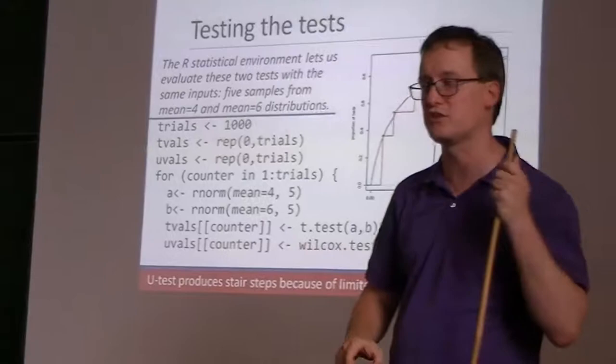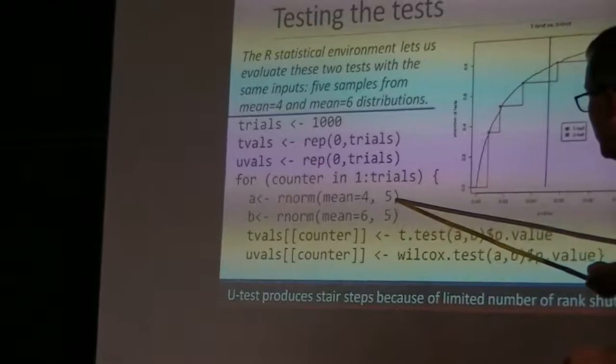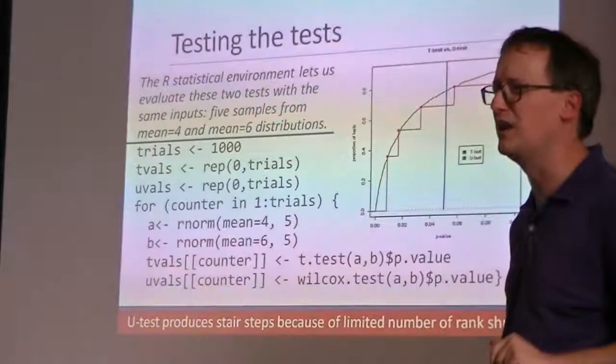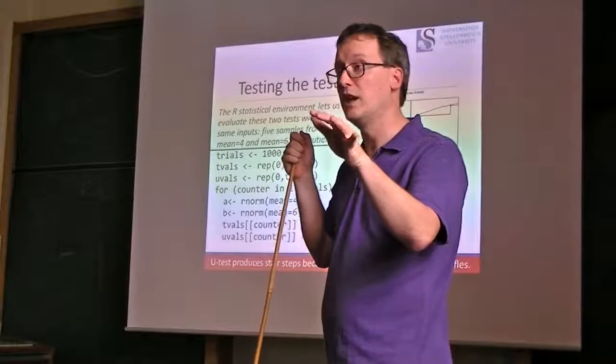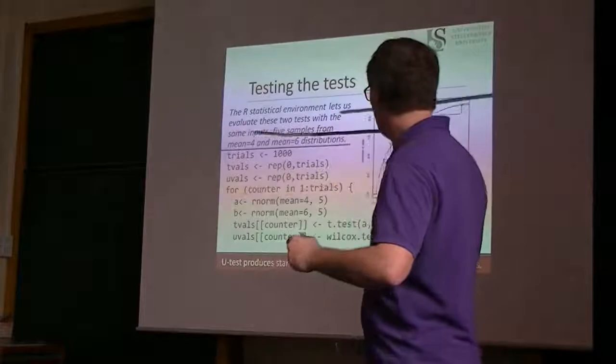And for 1,000 different sets of numbers, I'm going to generate 5 replicates for cohort A and 5 replicates for cohort B. So does this make sense to everyone, what I'm doing? I'm just going to compare. I'm going to do a 5-on-5 t-test, and using the same data, a 5-on-5 u-test. And I'm going to repeat this 1,000 times.